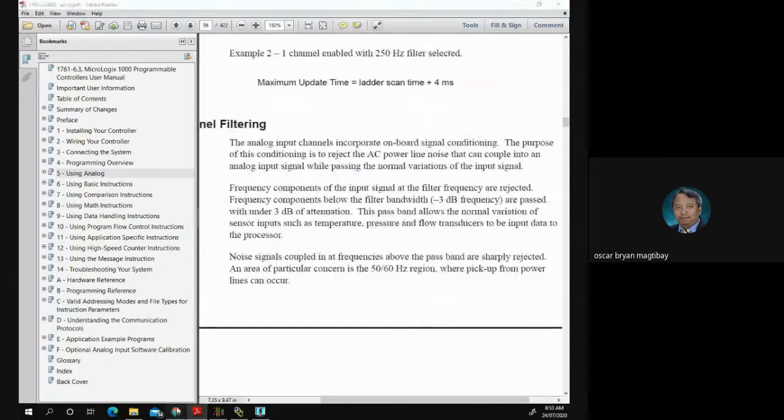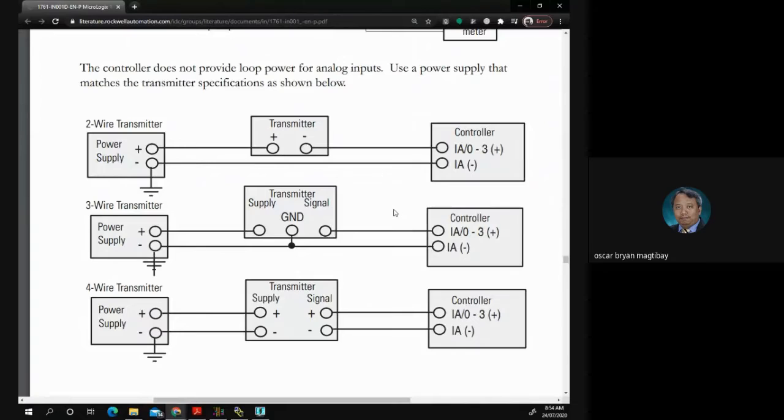Now, we go back to wiring. These are the kinds of wiring in Allen Bradley. We have the loop powered. When we say loop powered, the power supply is connected to the transmitter, and the transmitter is in series with the controller. Then the controller goes back to the negative of the power supply, which gives us what we call a loop powered connection. Again, in a loop powered connection, they are in series.